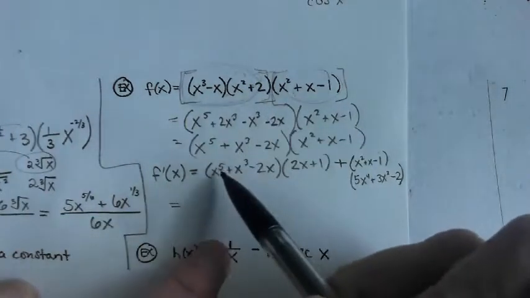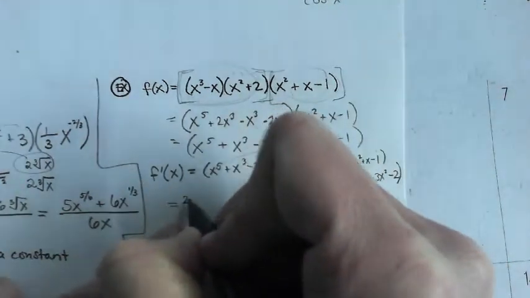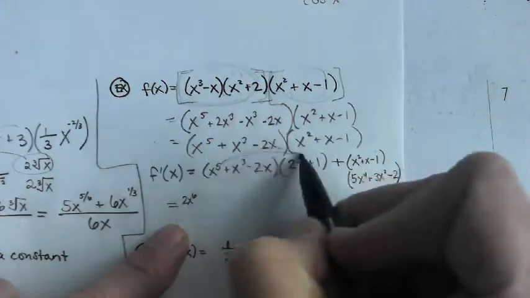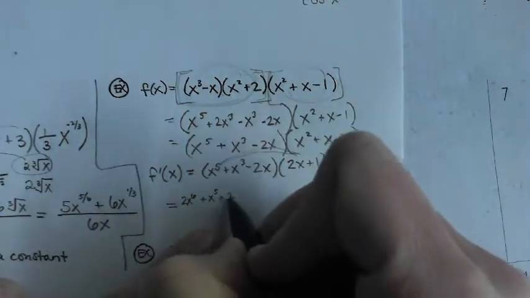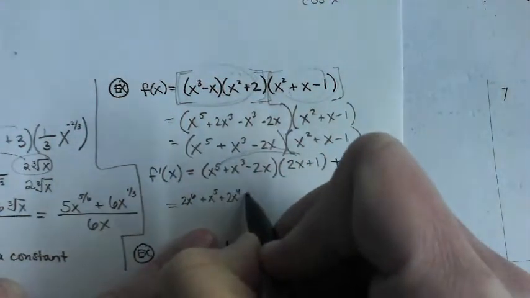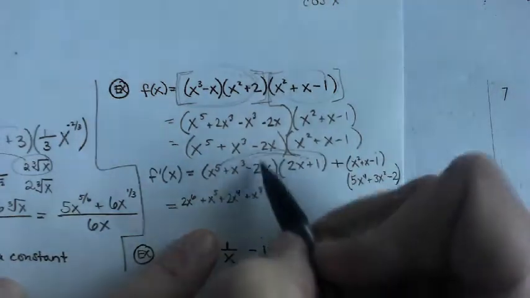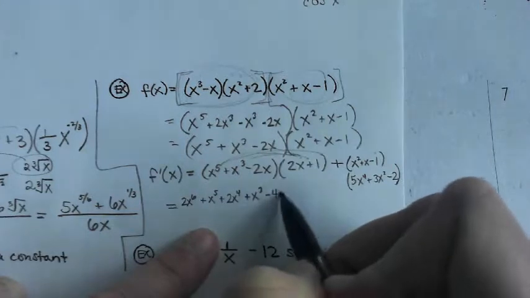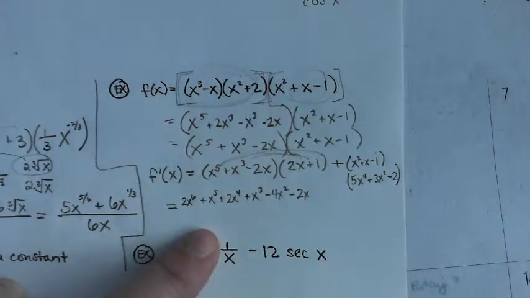So your cleanup here is going to be 2x to the 6th plus x to the 5th plus 2x to the 4th plus x cubed, when I distribute my x cubed, minus 4x squared minus 2x.